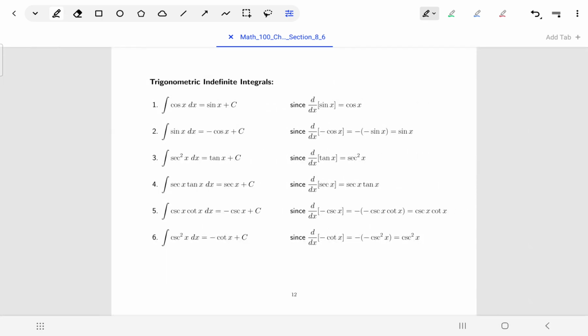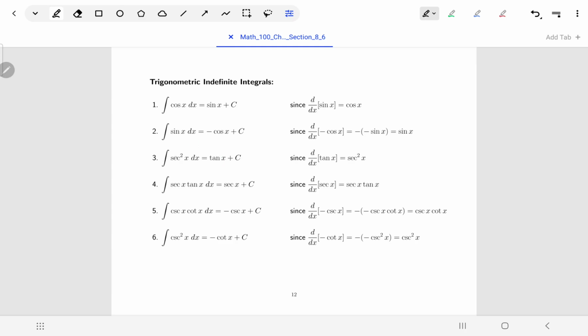We can come up with some indefinite integral rules. If we know our derivatives of trig functions, then we just have to rephrase it in reverse to get an indefinite integral rule. So we know the derivative of sine is cosine, so the indefinite integral of cosine is sine. Or the derivative of negative cosine would be positive sine. So if you wanted to find the antiderivative of positive sine, it would be negative cosine plus a constant. And same thing for all the rest. They're all really coming from these derivative rules.